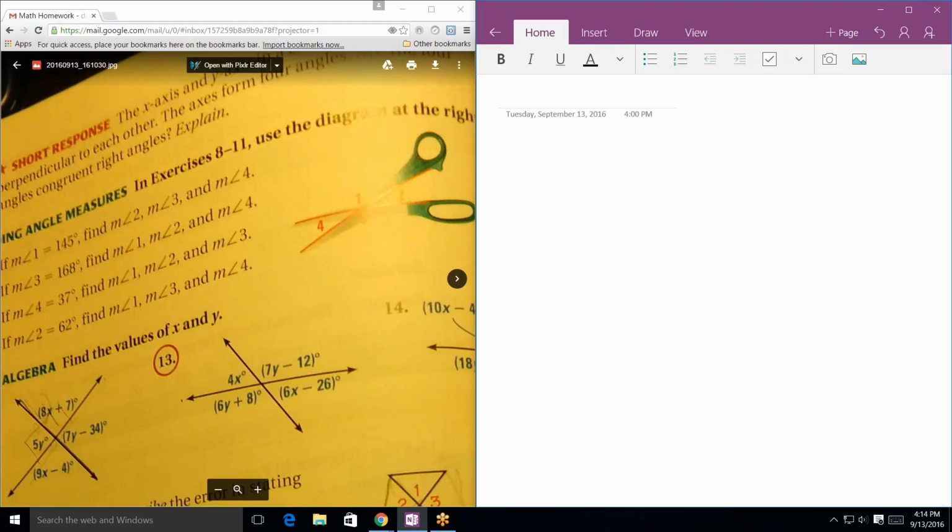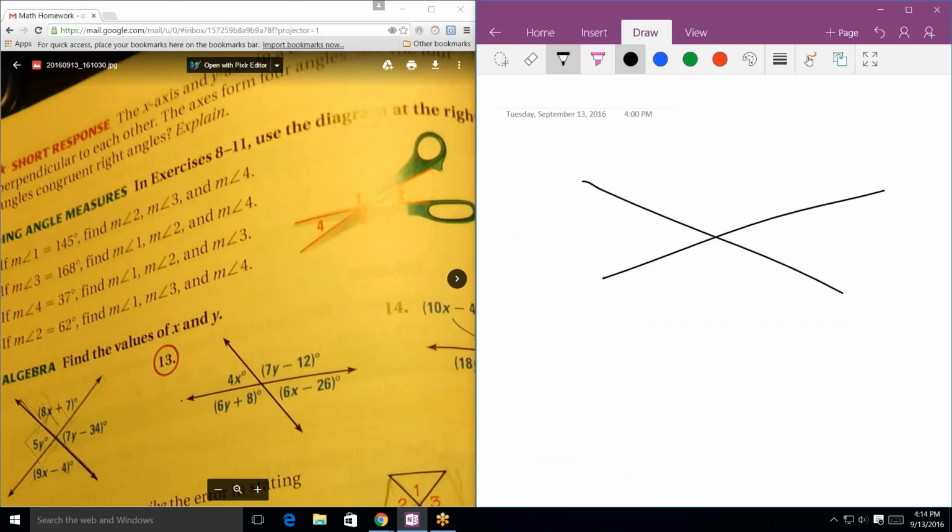So we have a pair of scissors that really are just 2 lines that cross. And that's angle 1, that's angle 2, that's angle 4, and that's angle 3. Have I got it labeled right? Yes. Okay. So they tell you angle 1 is 145 degrees. So that would have to mean the measure of angle 3 is 145 degrees also, due to the vertical angles property. Good.